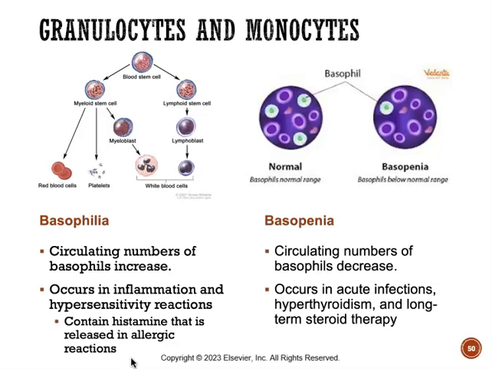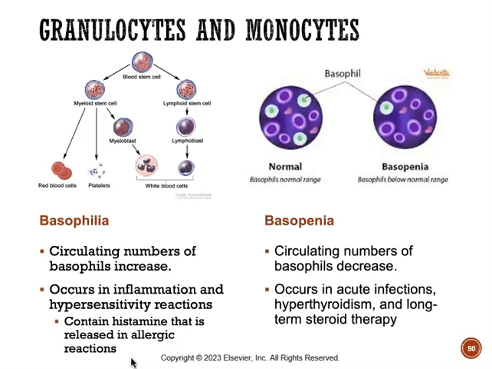These cells have histamine that is going to be released during the allergic response and contribute to symptoms such as itching, swelling, and bronchoconstriction, which makes it hard to breathe. And we see that a lot in, of course, asthma and anaphylaxis. Now, on the other side of things with basopenia, that's when we have a decrease in our basophils, and that is typically linked to acute infections, hyperthyroidism, or prolonged steroid use.